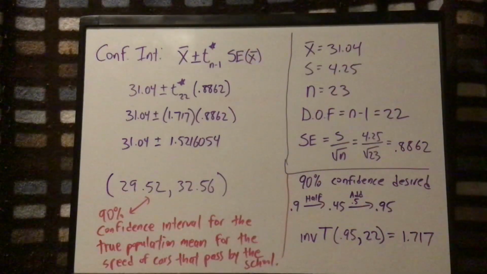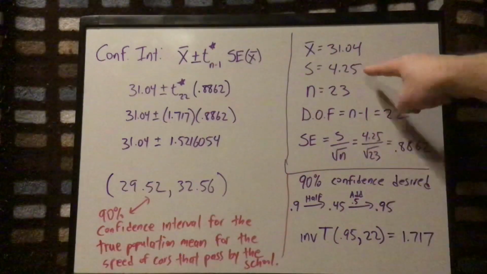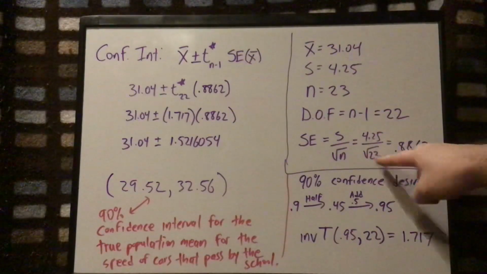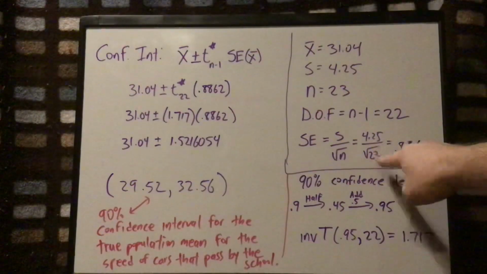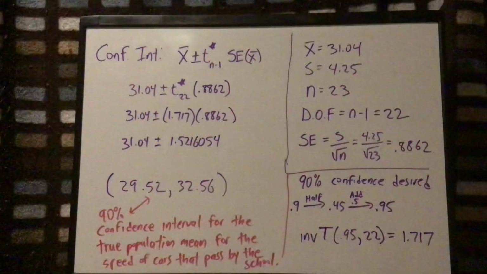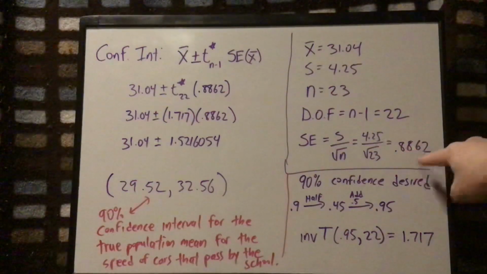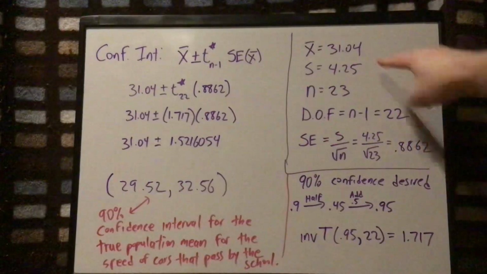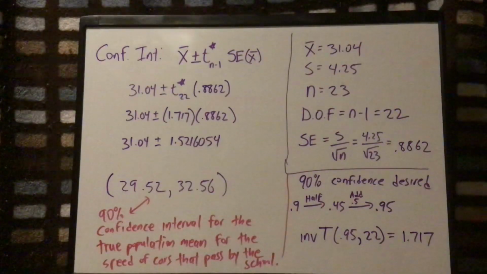Standard error: I don't have the population standard deviation, so I have to use the sample standard deviation over the square root of n. The sample standard deviation is 4.25, and use the 23 for this. N minus 1 is for the degrees of freedom. Use the 23 here in the formula. 4.25 over square root of 23 comes out as 0.8862. So this is how much I expect the sample to deviate from the population, even though I don't really know what the population speed number is.